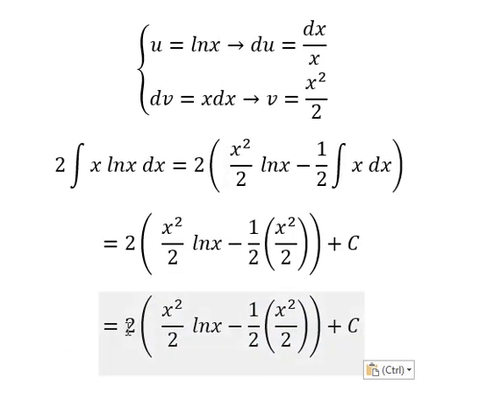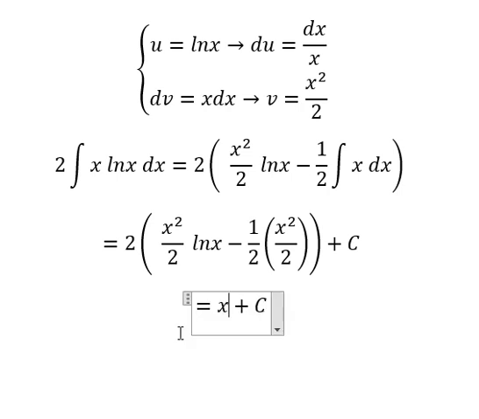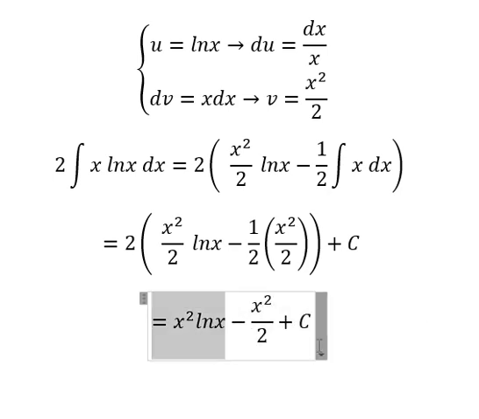Now we have the number 2 multiplied by this one and this one. And this is the final answer. This is the end.